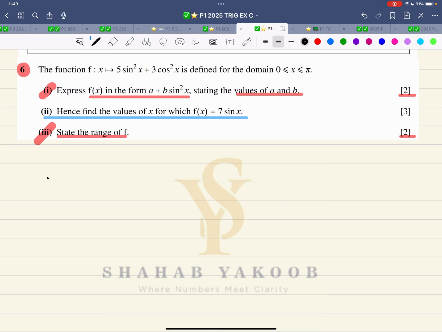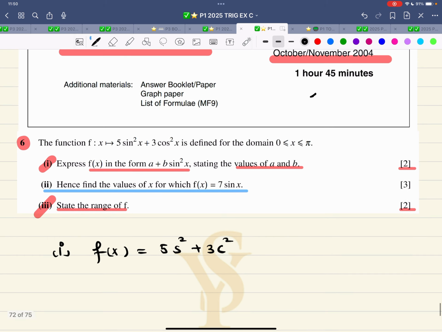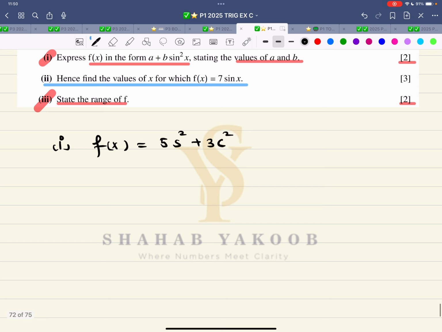So the first part: f(x) is equal to 5 sine square plus 3 cos square. Remember the identity, sine square plus cos square equals 1. I need everything in terms of sine square. So therefore make cos square x the subject, which is 1 minus sine square. So this is 5 sine square as it is. Instead of cos square, let me write 1 minus sine square.